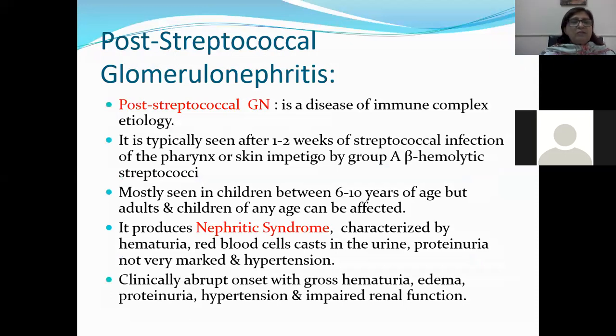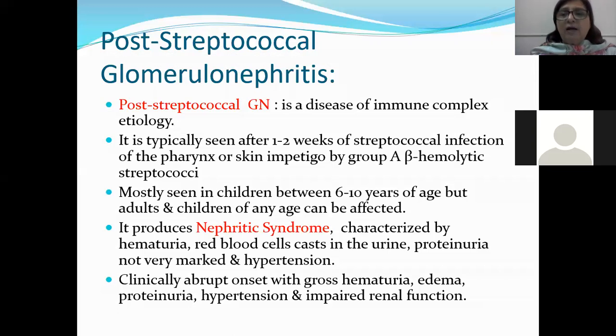Post-streptococcal glomerulonephritis is an immunological disease, or immune complex disease. It is typically seen in children between 6 to 10 years of age, 1 to 2 weeks after pharyngeal infection or infection of the skin. Both these infections are by group A beta hemolytic streptococci. So antibodies which are formed against group A beta hemolytic streptococci are going to cross-react with the antigens within the glomeruli, leading to glomerulonephritis, and it is an immune complex etiology.